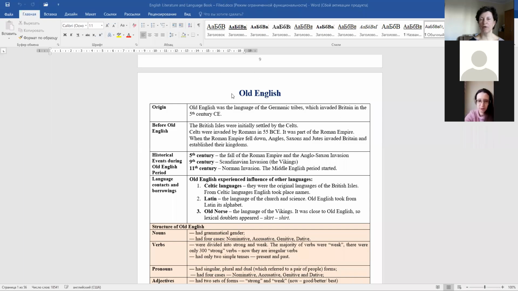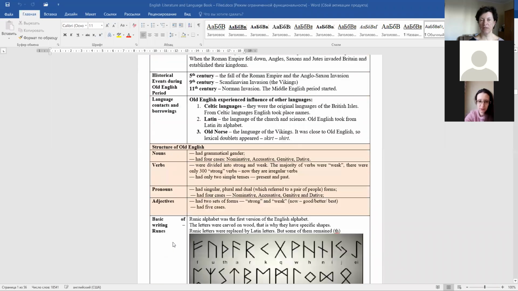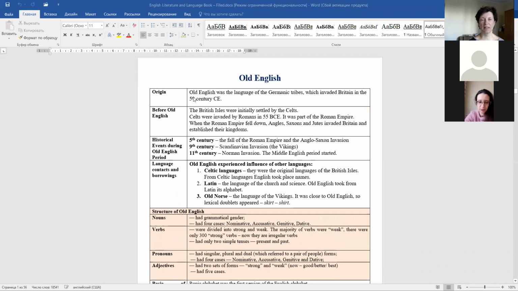Today we talk about Old English and about its origin, structure, and how it developed. Natalia, please tell me about the origin and what was before Old English. Old English was the language of Germanic tribes, which invaded Britain in the 5th century AD.